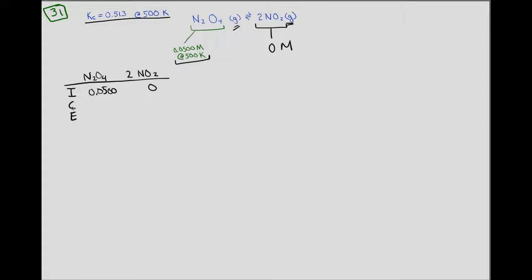Now we need to put the change here. The change, because this has a coefficient of 1, it's minus 1x. And for this one, it's plus 2x, because there's a 2 here. Now we sum this up for the equilibrium, and that is equal to 0.05 minus x. And this is 0 plus 2x, which just gives you 2x.